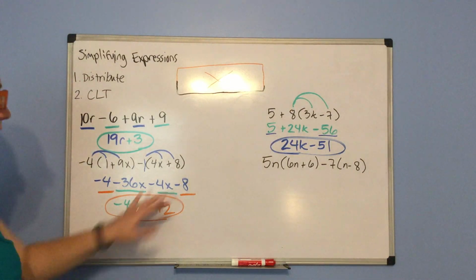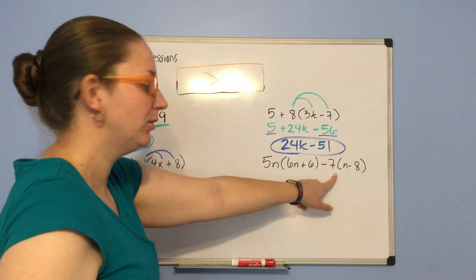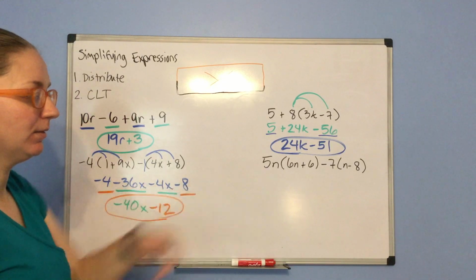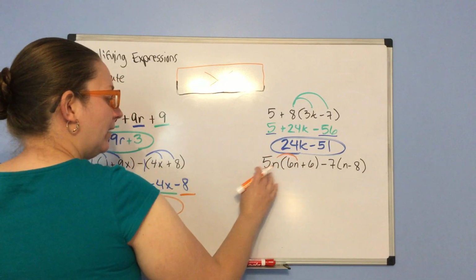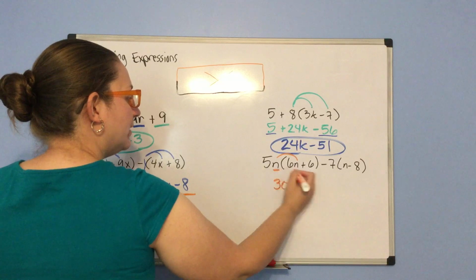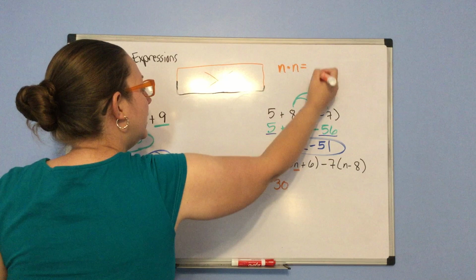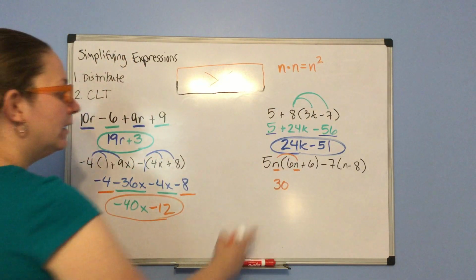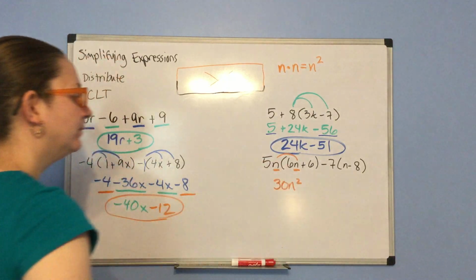Last but not least, it kind of looks like the one we just did because we have two sets of parentheses that need distributed too. But notice that we have an n in front here, so that's going to change things a little differently. Let's try it out. 5n times 6n. 5 times 6 is 30. And then I have n times n. Anytime I have a variable multiplied by itself, that's the same as a variable squared, or with an exponent too. So for this part, n times n, I'm going to have an n squared here.